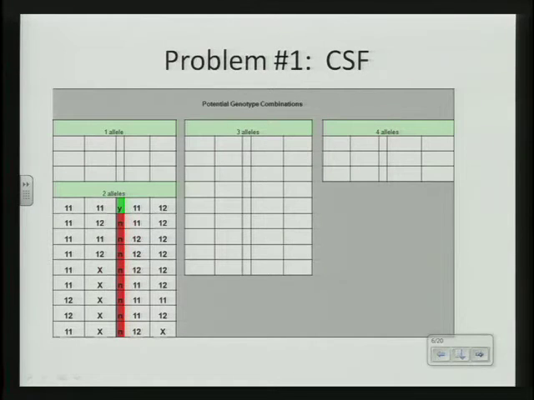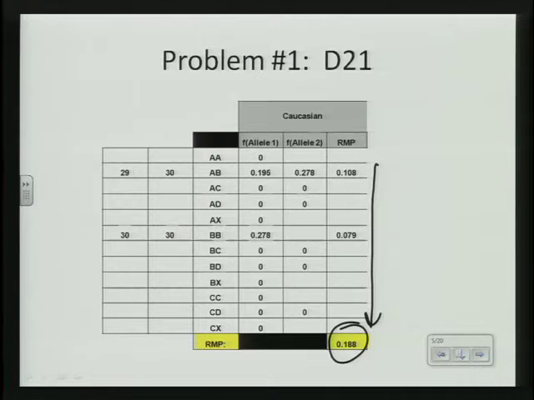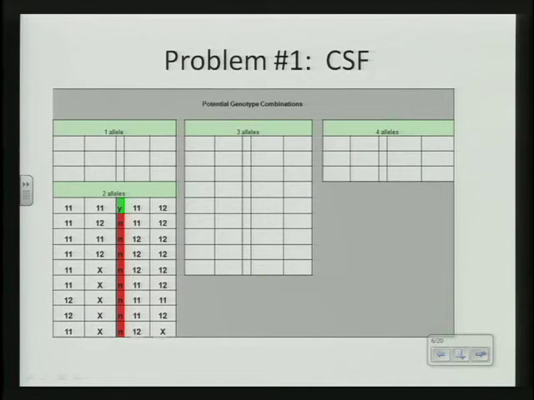Oops, sorry. Are we good with D21? Good enough? So then CSF. That's my CSF.